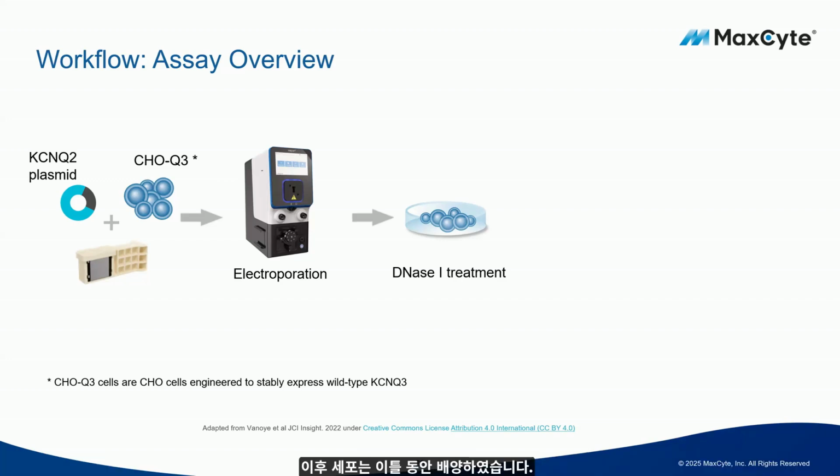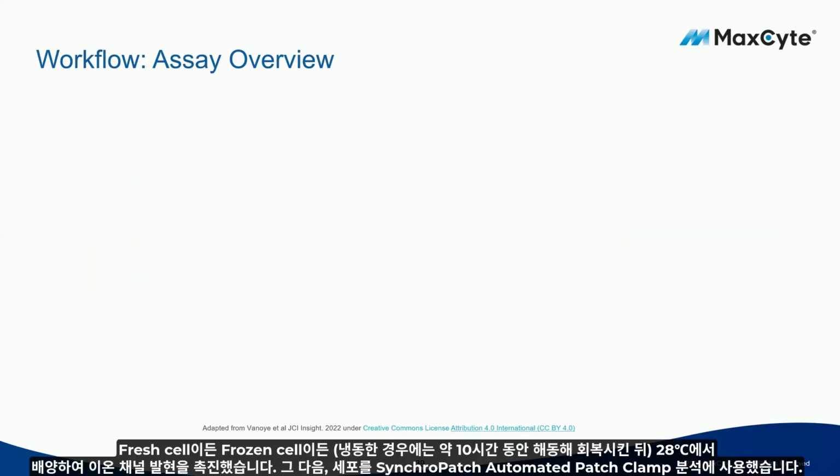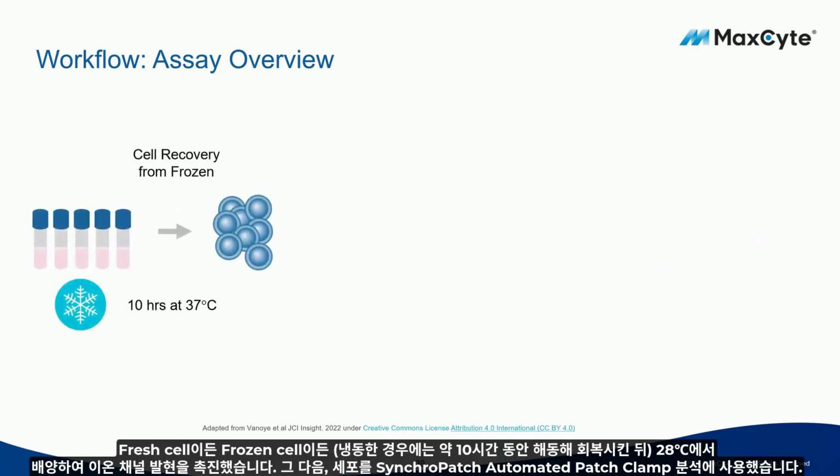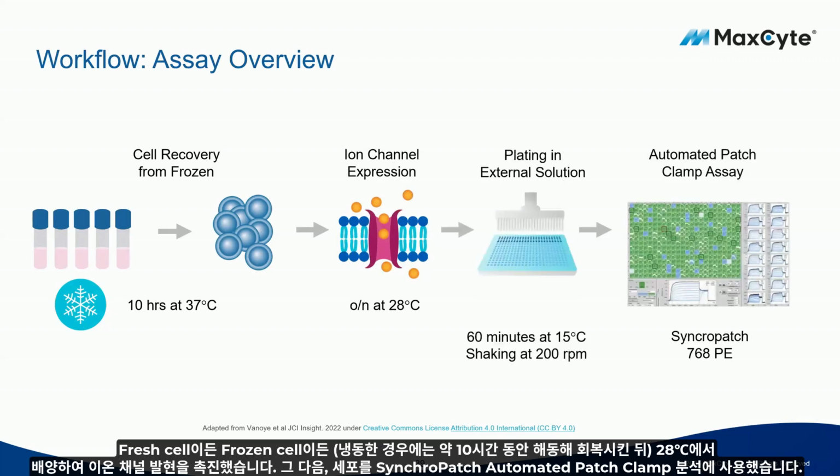After that, they cultured the cells for 2 days, and then they were actually able to use the cells fresh for the experiments or also freeze them down with liquid nitrogen and then use them later. Whether it's fresh or frozen, if it's frozen, they let it thaw for 10 hours to recover the cells, and then they incubate the cells at 28C, which supposedly helps them express ion channels better. And then they're able to plate them for the automated patch clamp assay on a SyncroPatch.